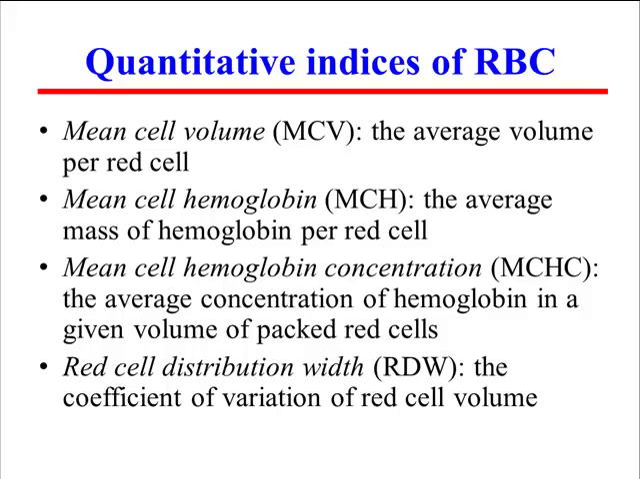Okay, when we talk about red blood cell disorders, we're going to quantify these red blood cells in order to usually make a diagnosis. So these are just some terms that pathologists would use to quantify red blood cells. Mean cell volume, or the MCV, is just the average volume per red cell.